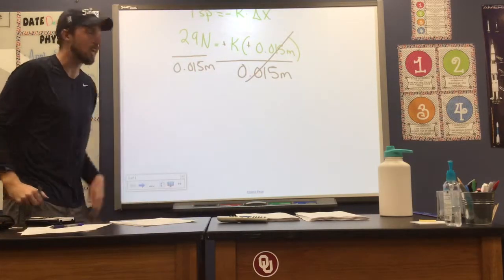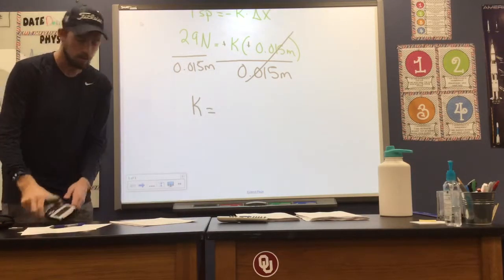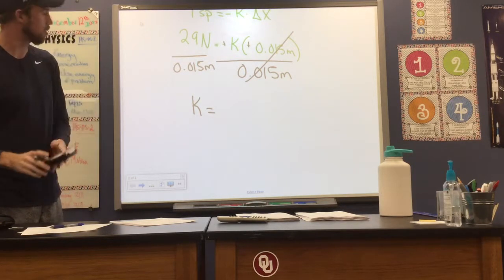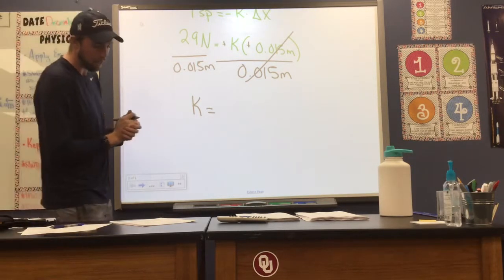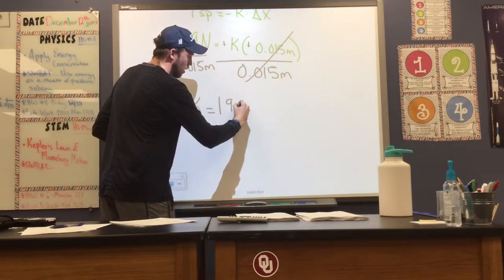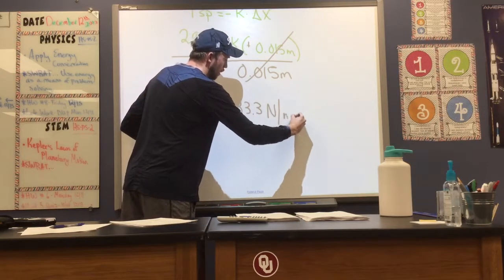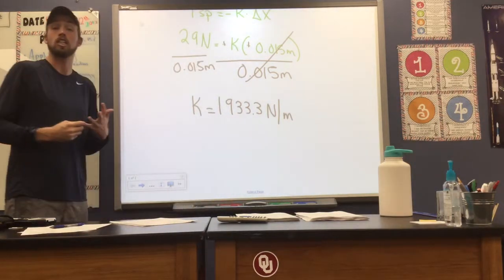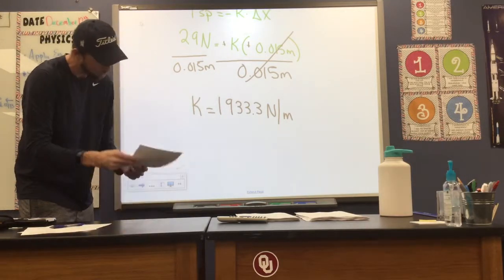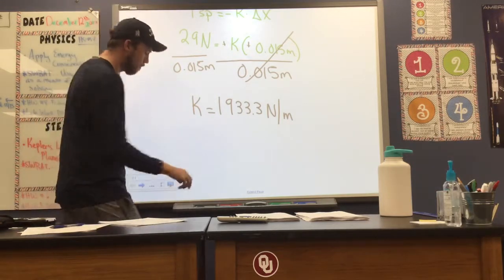So our value on the right-hand side will cancel out, and we'll be left with a value for our constant of 29 newtons, plug that in, divided by 0.015 meters. Now we're going to get a pretty high value here. K is, let's see, 1,933.3 newtons per meter. So we're dealing here with an extremely stiff spring. Okay? Just to double check that we're correct, I'll look at the key here. Now 1,933.3, so we're good to go.